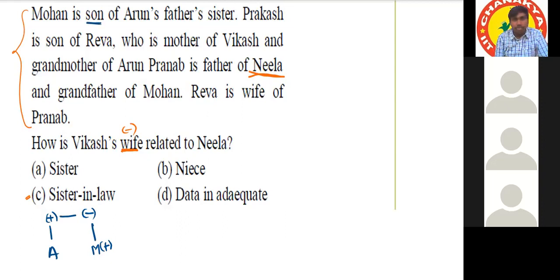Okay, what is there in that chart? See, Prakash is the son of Reva. Prakash is a male or female? Male. And Reva, who does that represent? The second person, Reva, is she male or female? Sir, Reva is female. Sorry, this is a female.